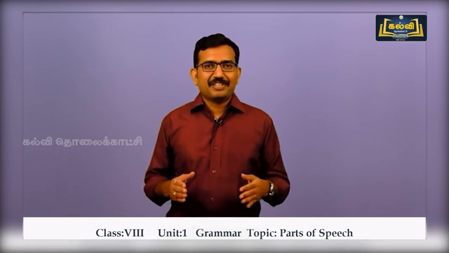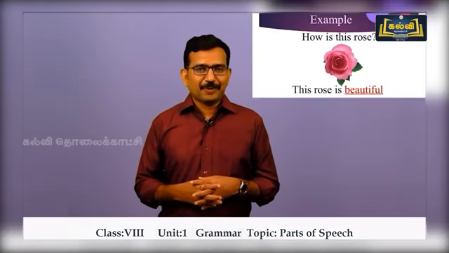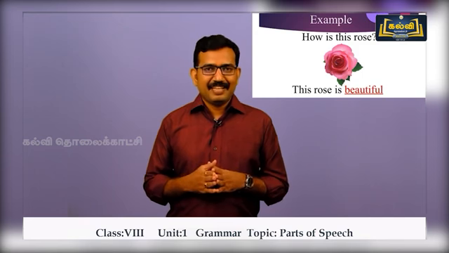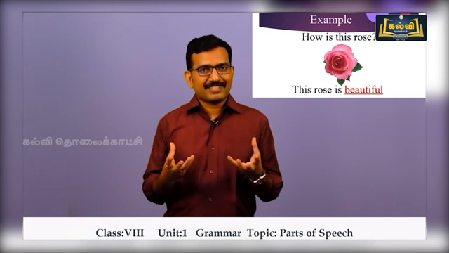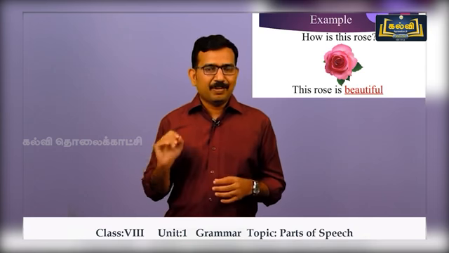Number 3 is adjective. Adjective is a word that describes or modifies a noun or pronoun. We are going to check some examples for this adjective. You're looking into a flower. You know what is this? Okay, can you tell me how is this rose? Yes, this rose is beautiful. So I have underlined the word beautiful.